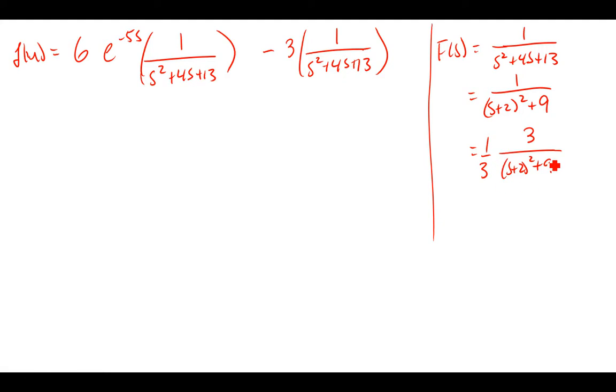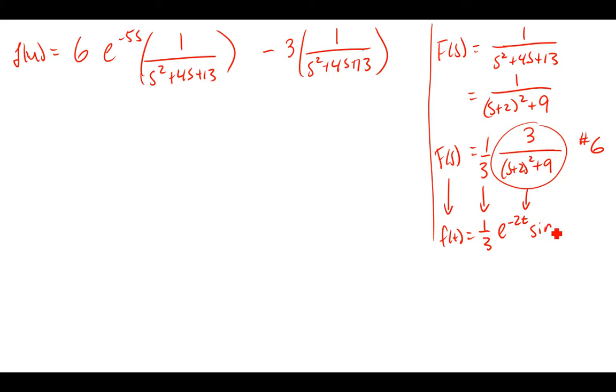Now I'm in good shape. So now I'm ready to say, this is perfect for Rule number 6. If I go backwards now, that turns into little f of t, coefficients come along, and Rule number 6 read in reverse tells me that this is going to turn into e to the negative 2t sine of 3t.